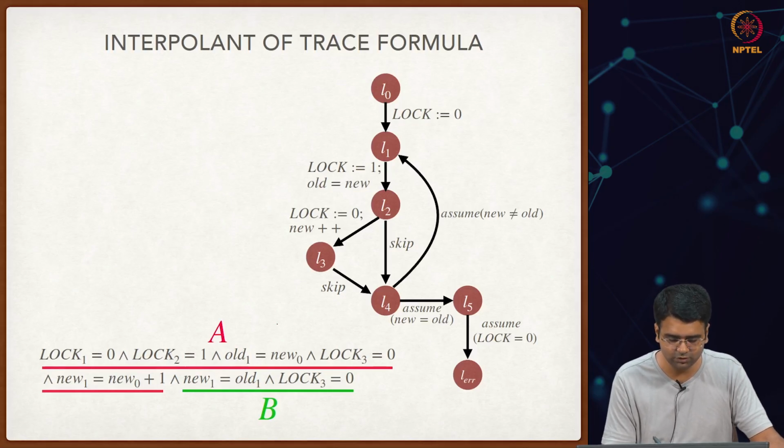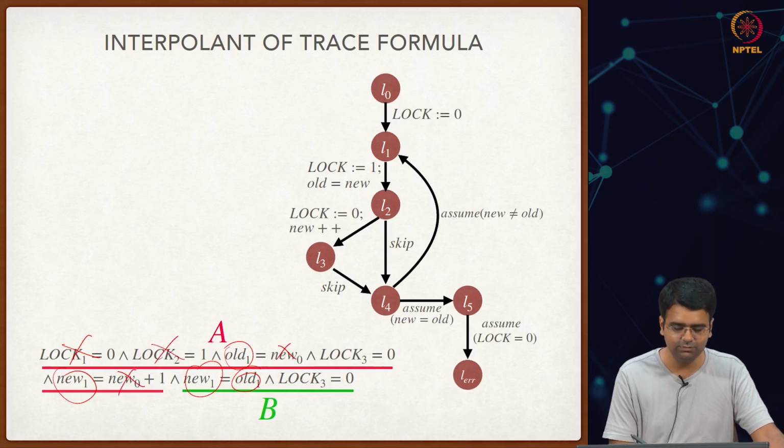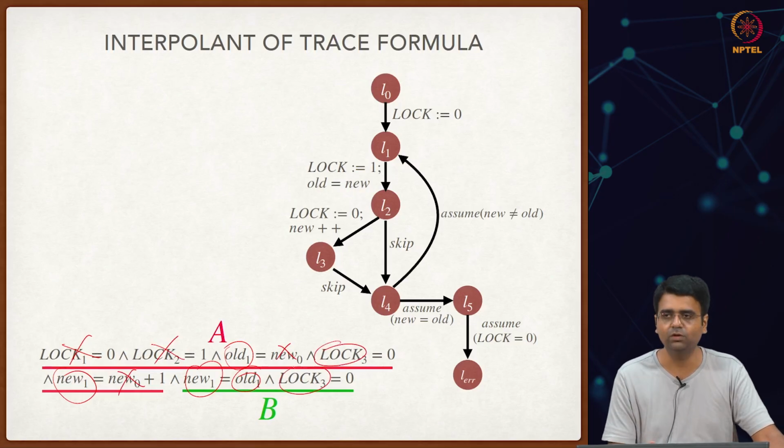So old 1 and new 1 are used in A and they are also used in B. On the other hand, log 1, log 2 and new 0 are not used in B, and therefore they cannot be part of the interpolant. So the interpolant can only contain the variables log 3, new 1 and old 1.